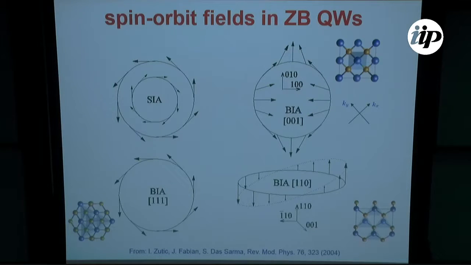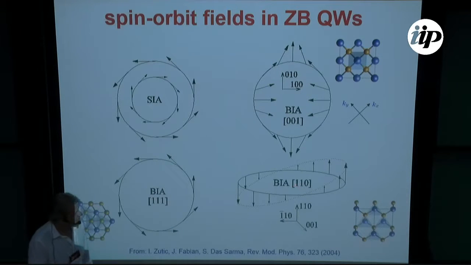Now, the Dresselhaus field can have various patterns. If you grow your quantum well in the 0-0-1 direction, there is this C2V symmetry that I just discussed. In addition to this, you get the Dresselhaus field, which has this structure, and this is what most people use for the Dresselhaus field. Now, if you grow your semiconductor in the 1-1-1 direction, then what we would call the Dresselhaus field looks exactly like the Rashba field. It's completely different from 0-0-1. It looks like this.